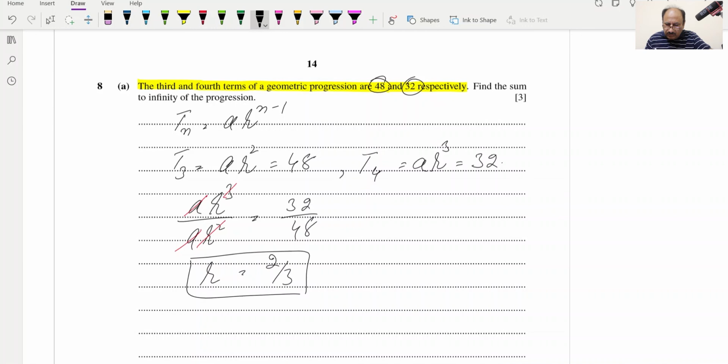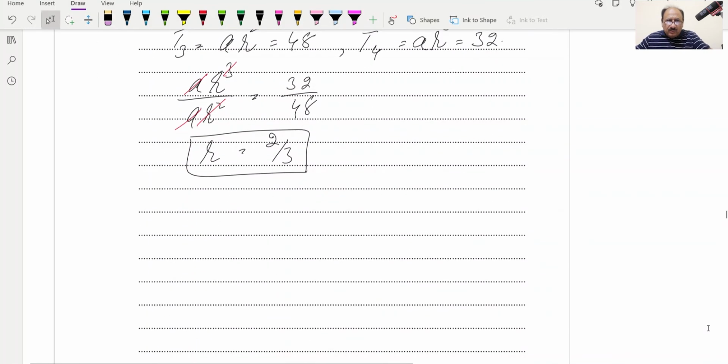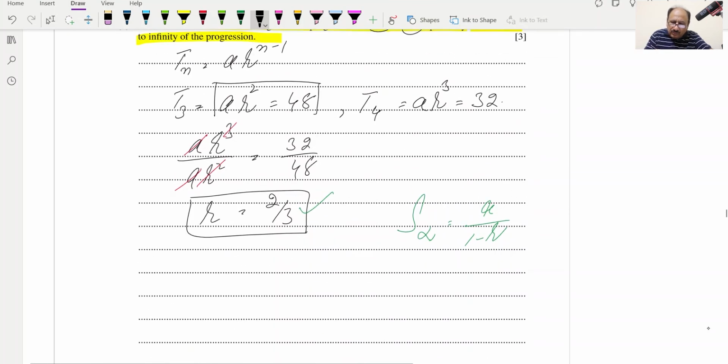Now after getting this r value, they are saying find the sum to infinity of the progression. So sum to infinity will be what? We require the a value also, because we will be applying sum to infinity is equal to a over 1 minus r. We can get a by replacing any of these two terms. So I'm replacing in this one, which is T3. T3 is ar squared, equal to 48, and the r value is 2 by 3.